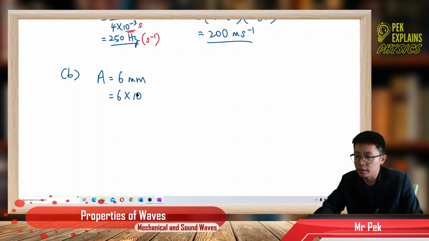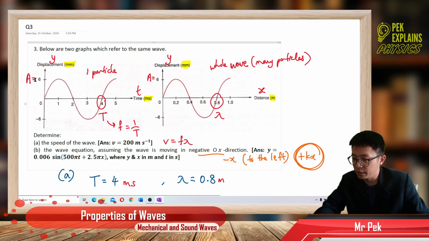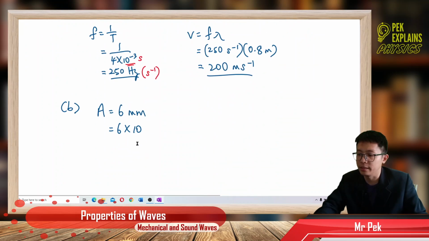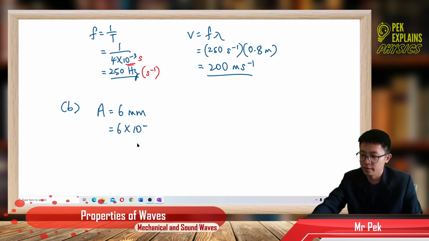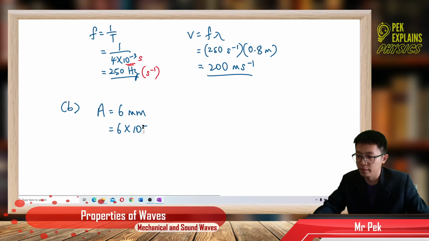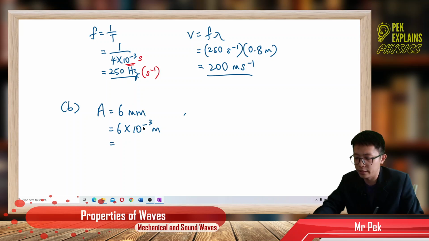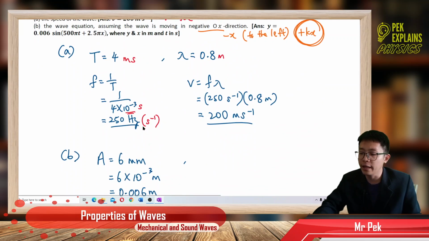The amplitude follows the displacement unit, millimeter, so it's 6 millimeter. Change to SI unit: millimeter is 10 to the power of negative 3 meter. So it is 0.006 meter. That's my amplitude. Now, I have my frequency.